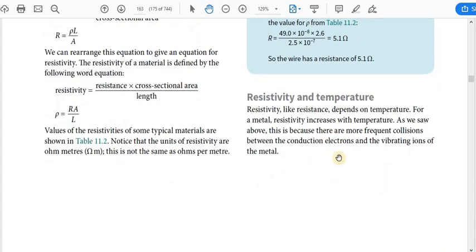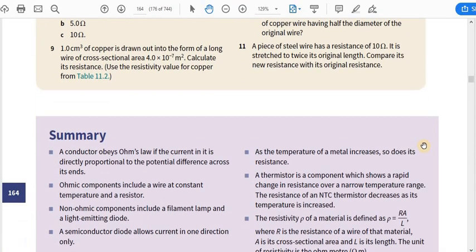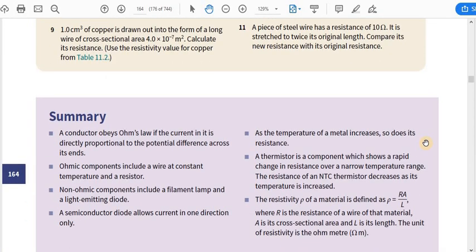Okay, then resistivity and temperature. Earlier we saw resistance and temperature. Now we are seeing resistivity and temperature. Resistivity, like resistance, depends on temperature. For a metal, resistivity increases with temperature. So this is what you need to know. Just like resistance, resistivity also increases with temperature. As we saw above, this is because there are more frequent collisions between the conduction electrons and the vibrating ions of the metal. Okay, that is the end of that chapter.